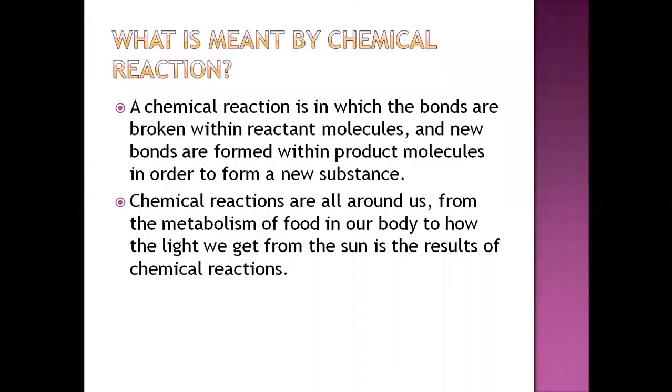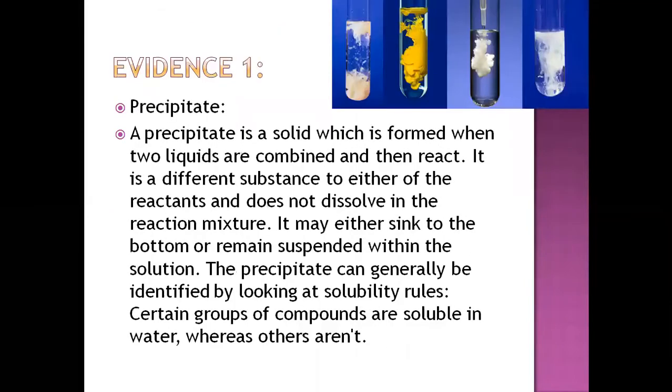What is meant by chemical reaction? A chemical reaction is one in which the bonds are broken within reactant molecules and new bonds are formed within product molecules in order to form a new substance. Chemical reactions are all around us, from the metabolism of food in our body to how the light we get from the sun is the result of a chemical reaction.